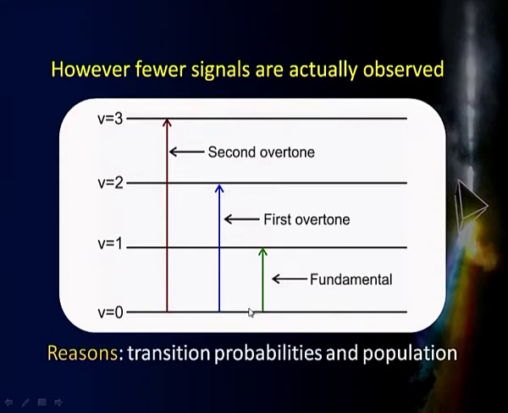So we will have V is equal to 0 to 1, 0 to 2, 0 to 3, and 0 to 4 probably will not be observed because the transition probability will become close to 0. So primarily I am expecting 3 signals. Let us take this expression further and see where these bands are going to come, because the position of a band in the spectrum is determined by the energy level difference.